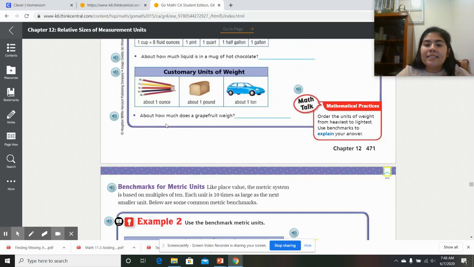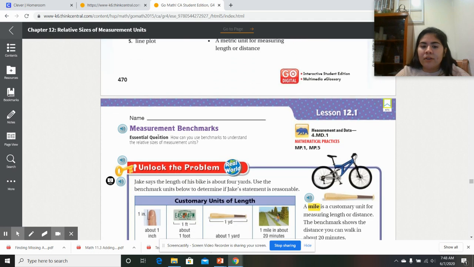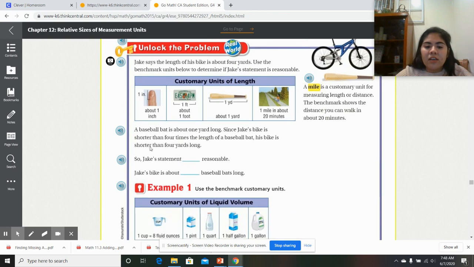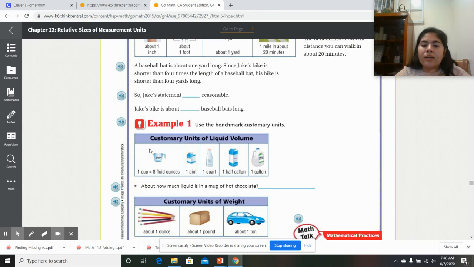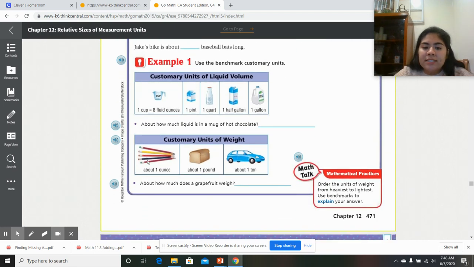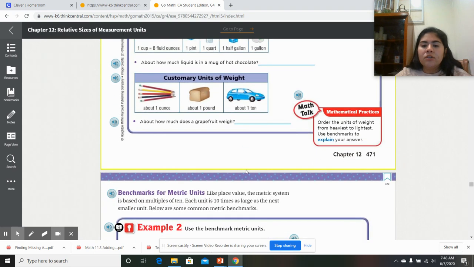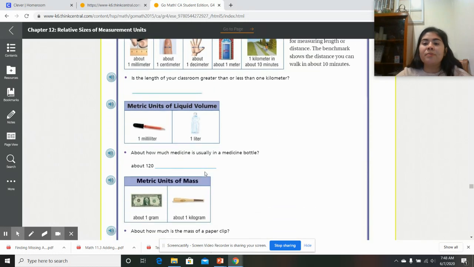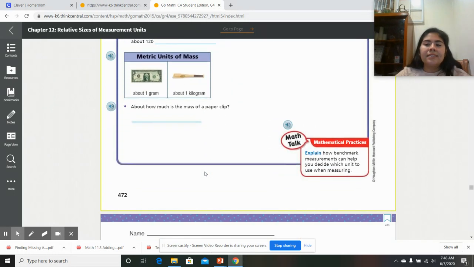Remember, the benchmark is the picture that we're using, right? So like we said that this is about an inch. So this is our benchmark, right, for length. And then for volume, a cup. We know what a cup looks like, right? Just any cup. They're usually about 8 ounces. Some cups are a little bit more, right? And then for weight, or mass, right? We would say an ounce, 1 pound, 1 ton. Okay? So you're going to use all of these pictures as your benchmarks to compare.